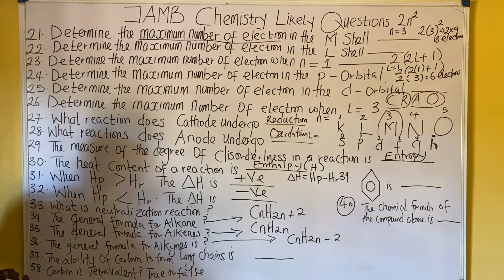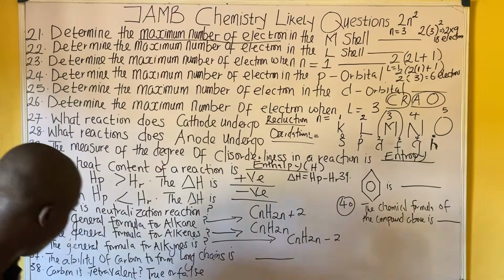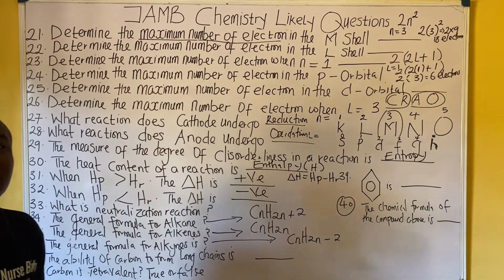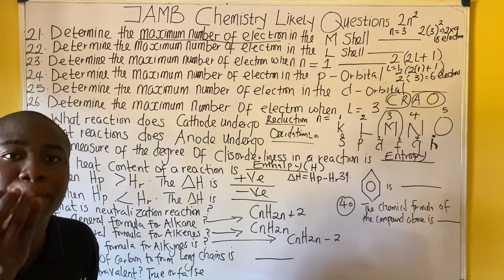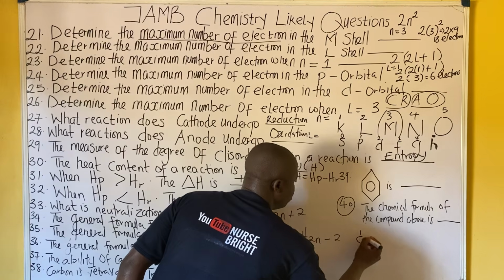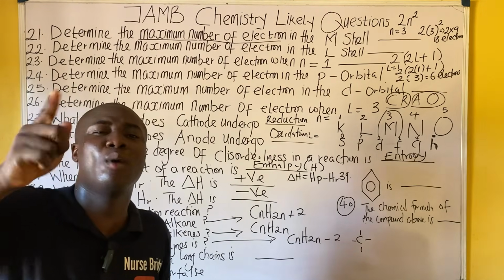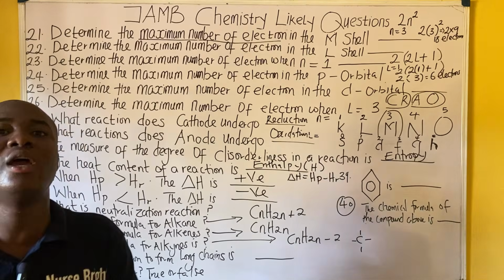The question 37 says, the ability of carbon to form long chains, that's called catenation. Whereby carbon is tetravalent. Yes, carbon is tetravalent. What does it mean? Carbon as an element allows 4 bonds to surround it. Tetra means 4. So the maximum number of bonds that should surround carbon is 4.